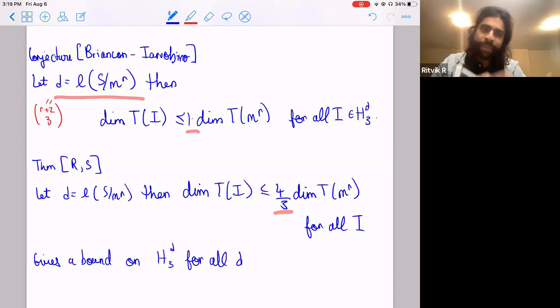You can embed the small Hilbert scheme in a bigger Hilbert scheme, at least each component, and so you get an upper bound. Okay, and that bound is also new because, once again, you don't know what all the components are. So approximating the tangent space is the best known thing to do.